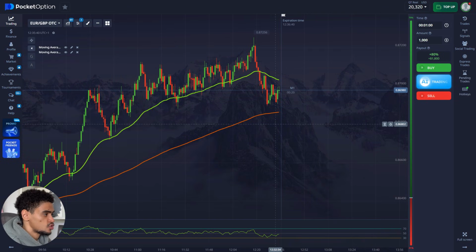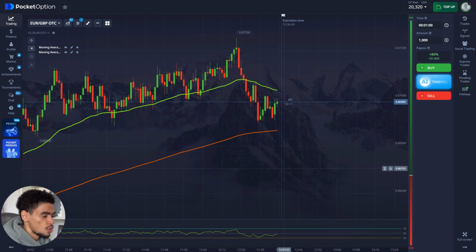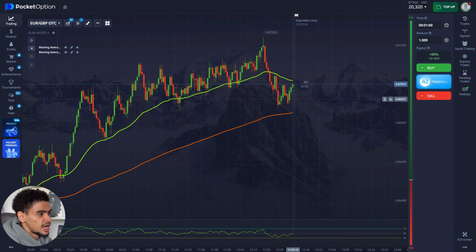This is the only thing that you need for the chart. This is going to be your main thing. Then RSI. For RSI, we're going to go with a period of 14, and that is pretty much it. That's all we need. So when do you take a buy position?